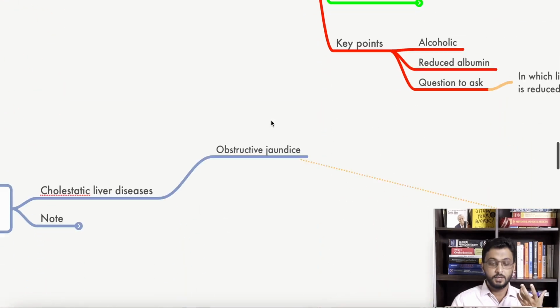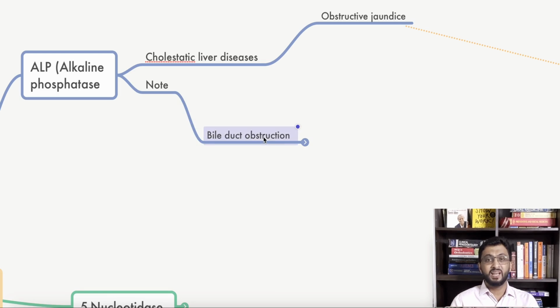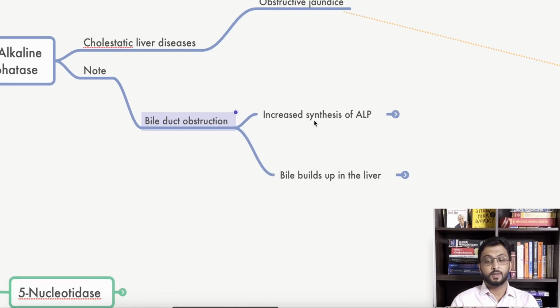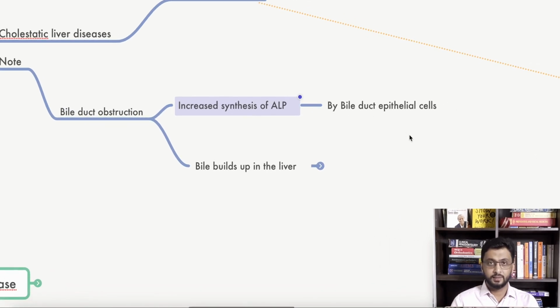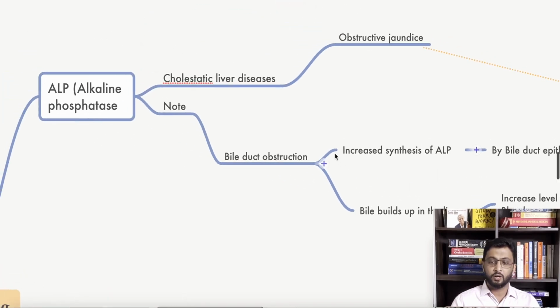Now, we're continuing with ALP. We said ALP is raised in cholestatic liver disease. Do you know now what cholestatic liver disease is? Now the same concept, I'm just repeating. Bile duct obstruction can cause increased synthesis of ALP by the bile duct epithelial cells, and the bile builds up in the liver. Same thing, obstruction, thereby increasing the level of bilirubin. I told you the backflow, and finally causing jaundice. So this is why jaundice is there in cholestatic liver disease, or obstructive jaundice.